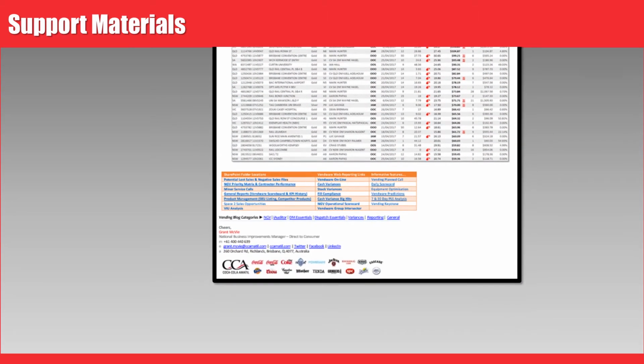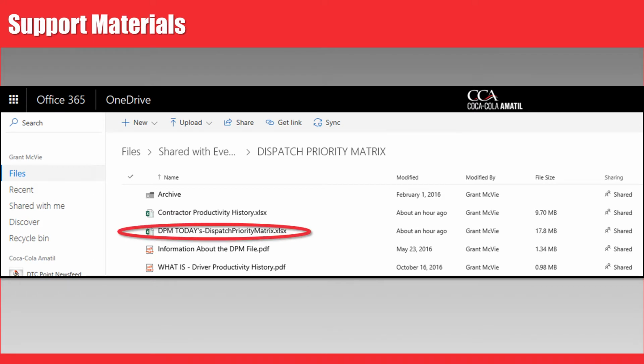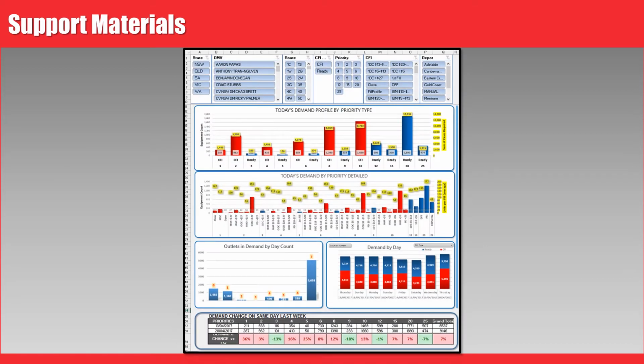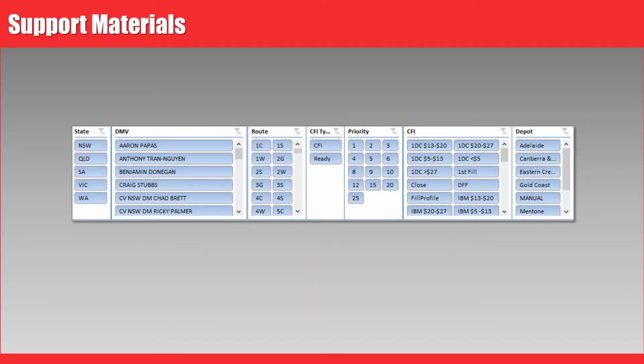To support this, the file Dispatch Priority Matrix was created. The link is at the bottom of the daily vending scorecard email. This captures the last 7 days of outlets appearing in demand. The file first opens at the dashboard, where you can filter the data to only show the particular information that is relevant to you, such as your state.